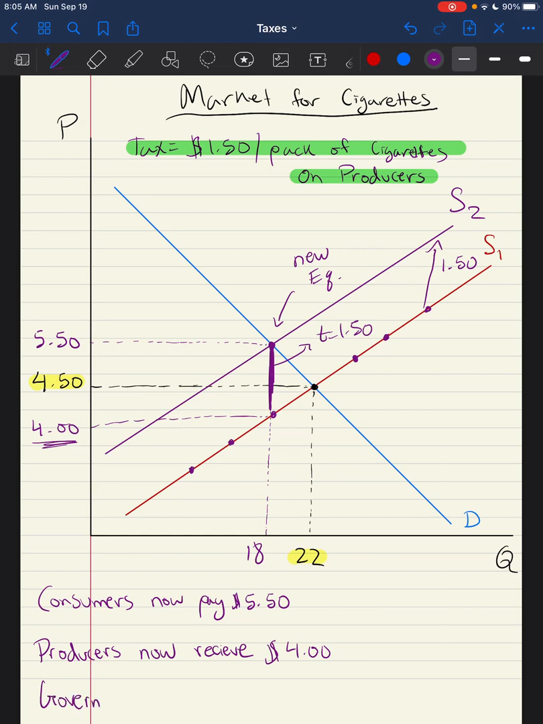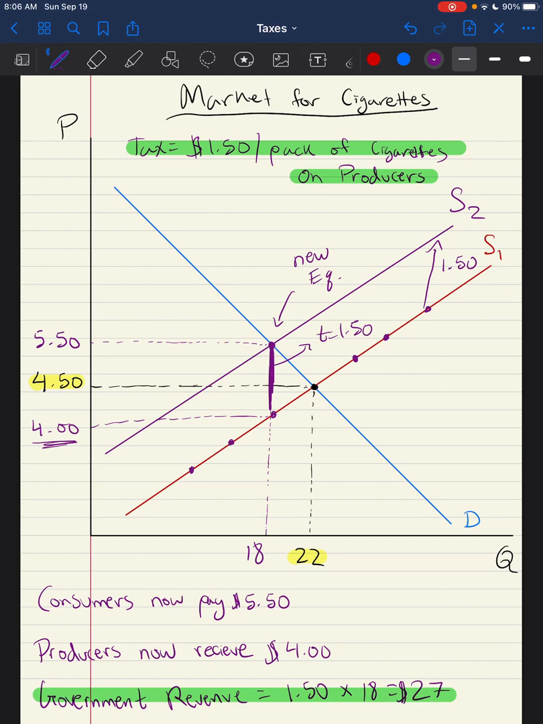And what happens to the government? Well, the government is going to collect tax revenue. The government is going to collect $1.50 per pack of cigarettes sold. So let's write government revenue here of $1.50 per pack of cigarettes sold. How many packs are being sold? In this new equilibrium, 18 packs of cigarettes are being sold. So the government is going to collect $1.50 times 18, so the government collects $27 of tax revenue.